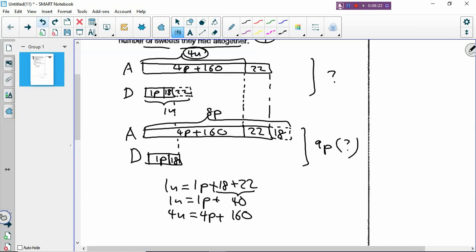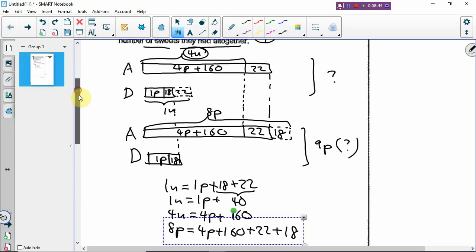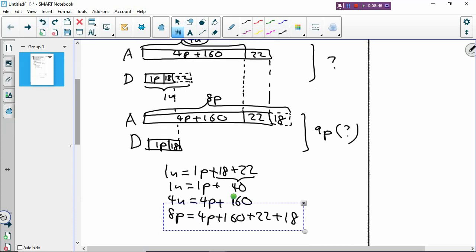So you actually make the model clearer now. And then what do we do next? Then you can see that your 8 parts, which is Alice's rectangle, 8 parts is equal to what? Is equal to 4 parts plus 160 plus 22 and plus 18. Right? So what have I done actually? I have actually created something called a parts and units sentence.